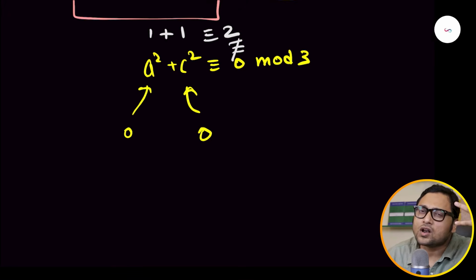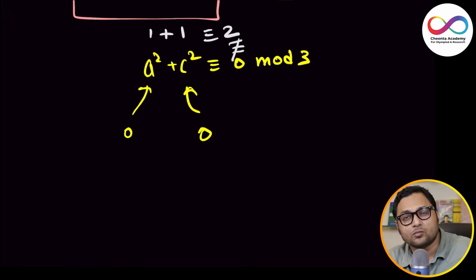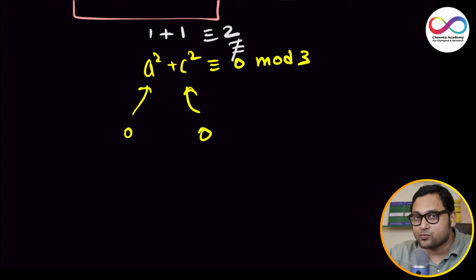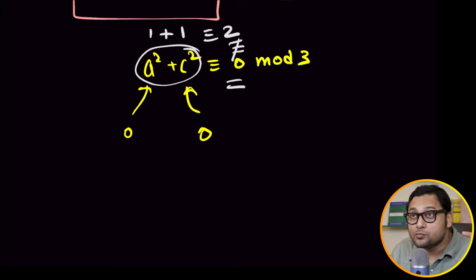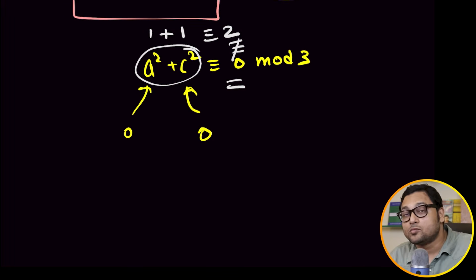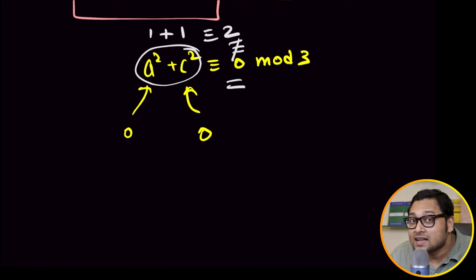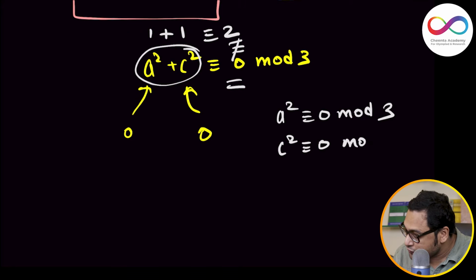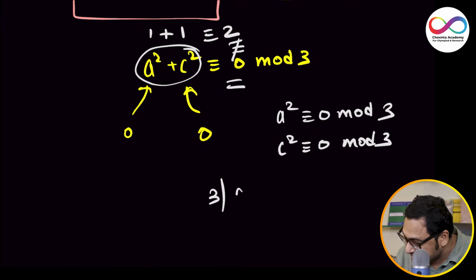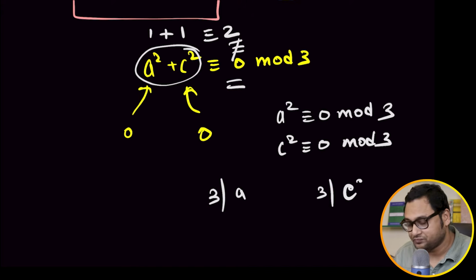Is it possible that one of them is 1 mod 3 and the other one is 0 mod 3? Well, if you add 1 and 0, you get 1. But you want a square plus c square to be congruent to 0 mod 3. So that's also not possible. So what is the other thing that's possible? Both of them are 0 mod 3. So what we essentially have is a square is congruent to 0 mod 3, c square is congruent to 0 mod 3, which means 3 divides a, 3 divides c.